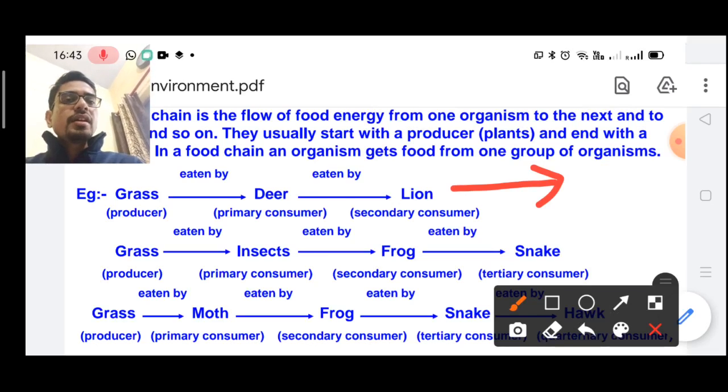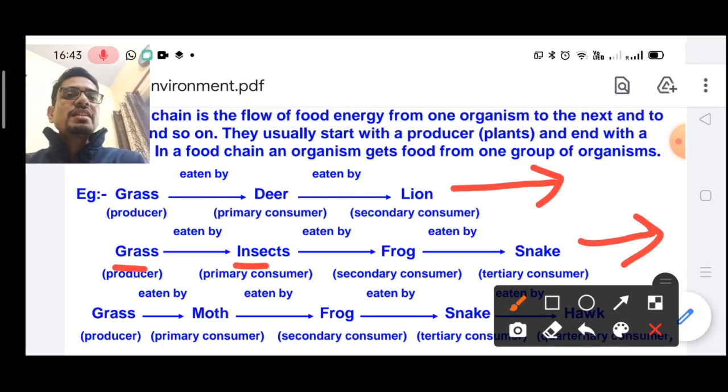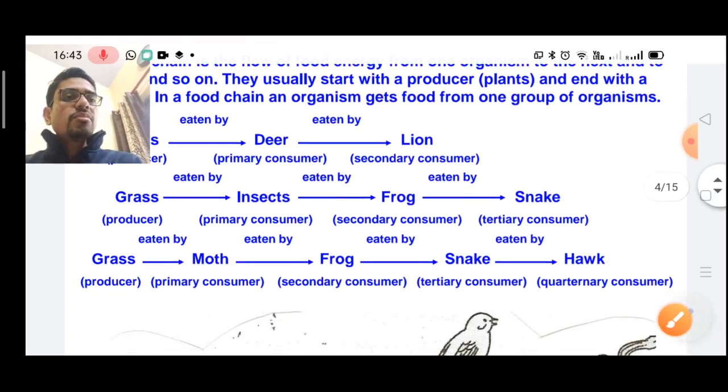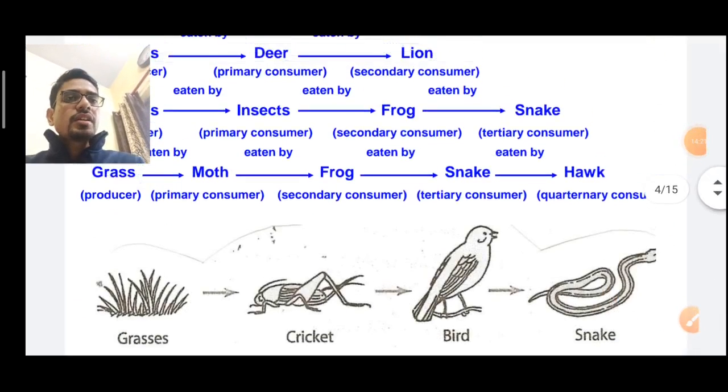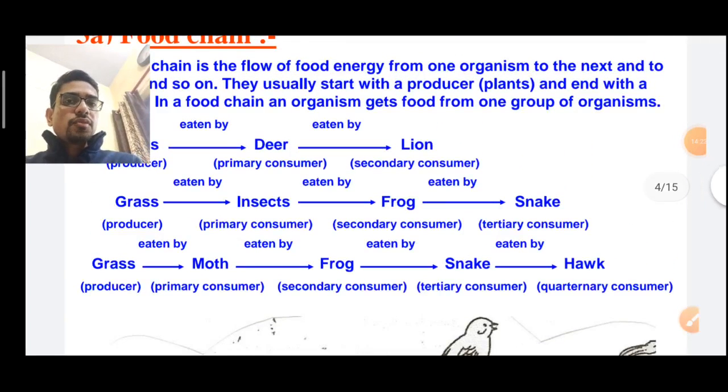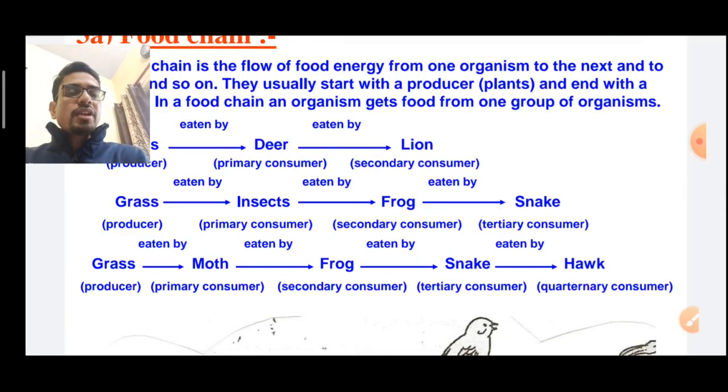If you have to write the food chain with 4 trophic levels, then you will write a food chain of grasslands, which is: grass is eaten by insects, insects are eaten by frogs, and frogs are eaten by snakes. If you have to write with 5 trophic levels, then you can add hawk, which eats snakes. So these are the trophic level food chains in forest and grassland.